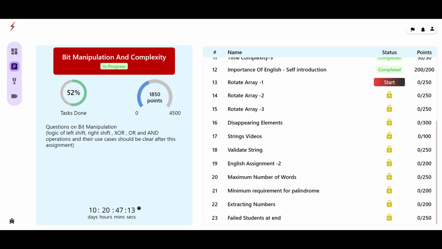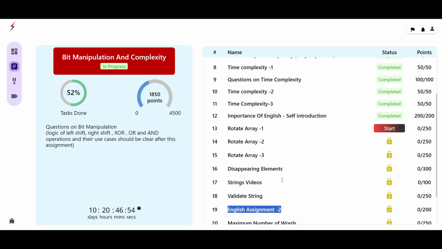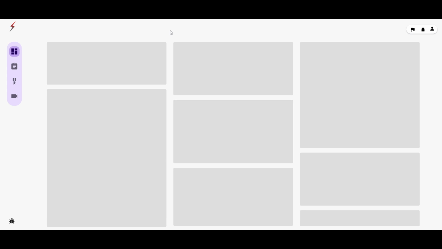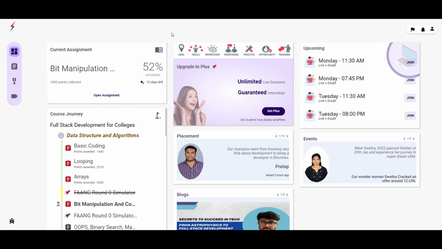But yeah, I think here there is one English assignment. This one should not take a lot of time. I think I can do this on the same day along with another problem, perhaps validate string and then do English assignments, or maybe do the English assignment and then the maximum number of words, whatever it is. So I'll figure it out. For today, I'll be starting with the rotate arrays problem, and I'll keep you guys posted on how it went, right?